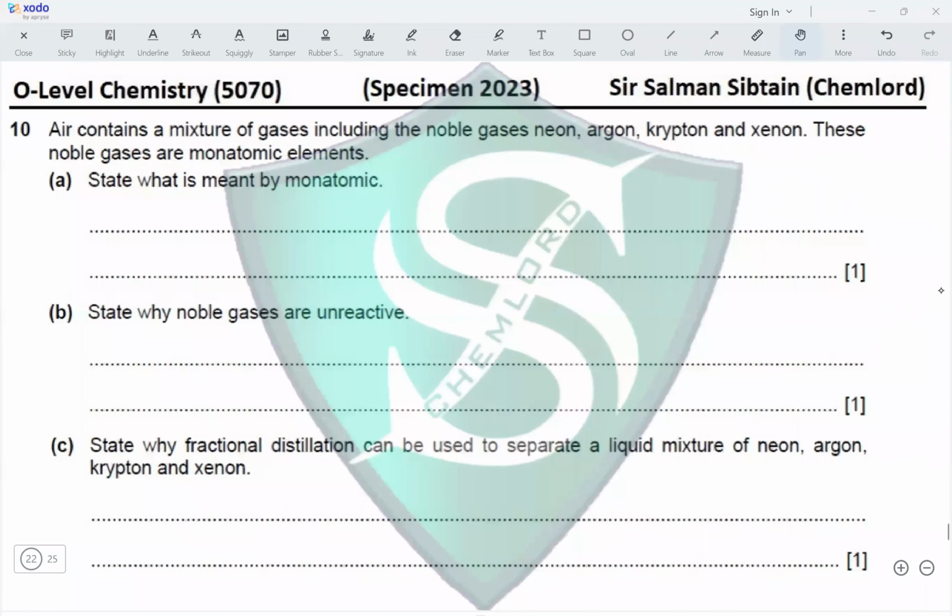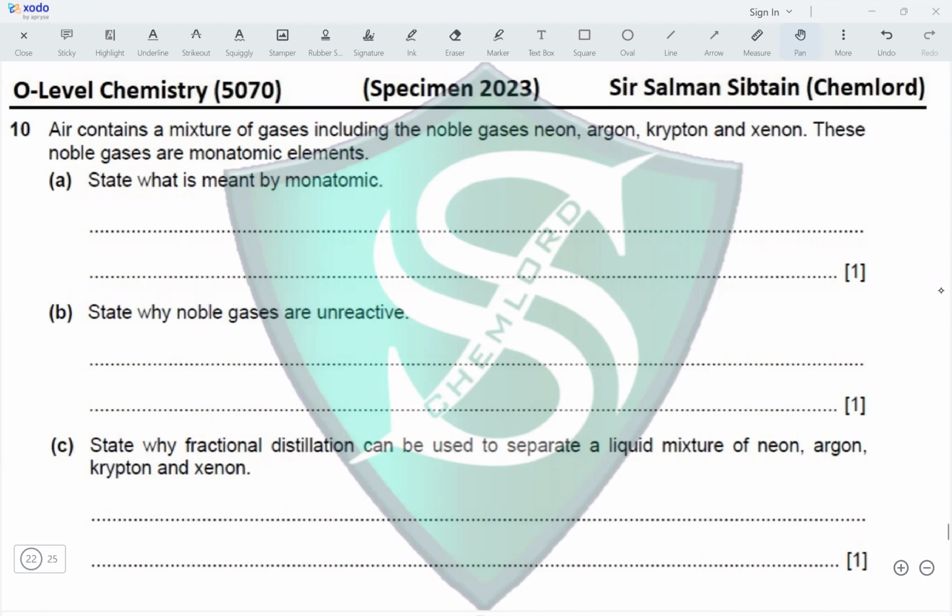Question 10. Air contains a mixture of gases, including the noble gases neon, argon, krypton, and xenon. These noble gases are monoatomic elements. State what is meant by monoatomic. Basically, monoatomic means consisting of a single atom.